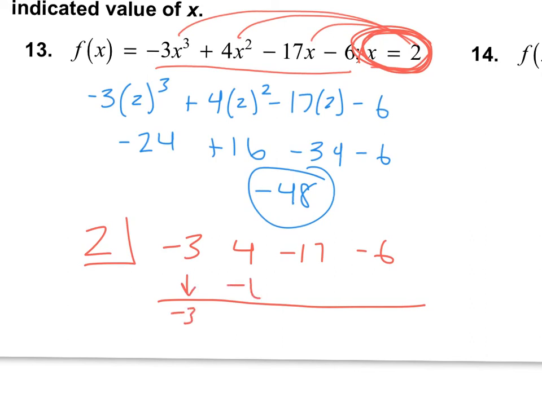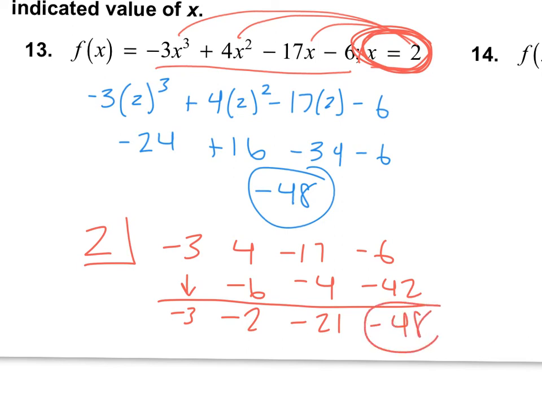-3 times 2 is -6. 4 and -6 is -2. -2 times 2 is -4. -17 and -4 is -21. 2 times -21 is -42. And -6 and -42 is -48.